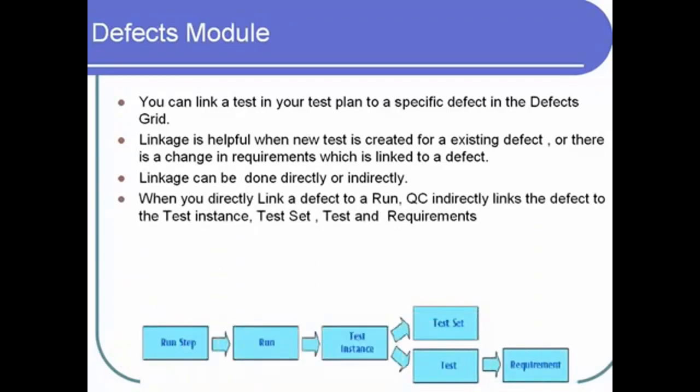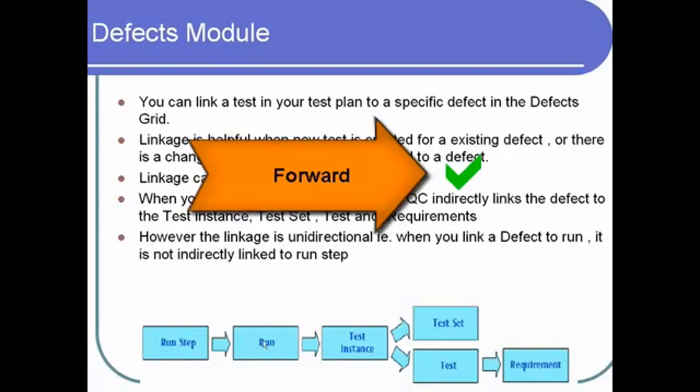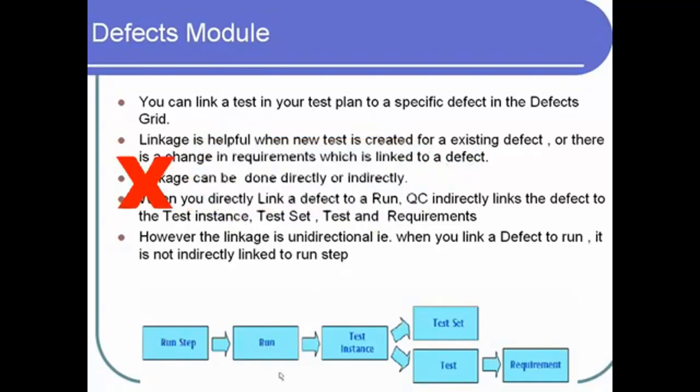When you directly link a defect to a run, Quality Center indirectly links the defect to the test instance, test set, test, and requirements. However, the linkage is unidirectional, that is, when you link a defect to run, it is not indirectly linked to a run step. So it's always in the forward direction, never in the backward direction.